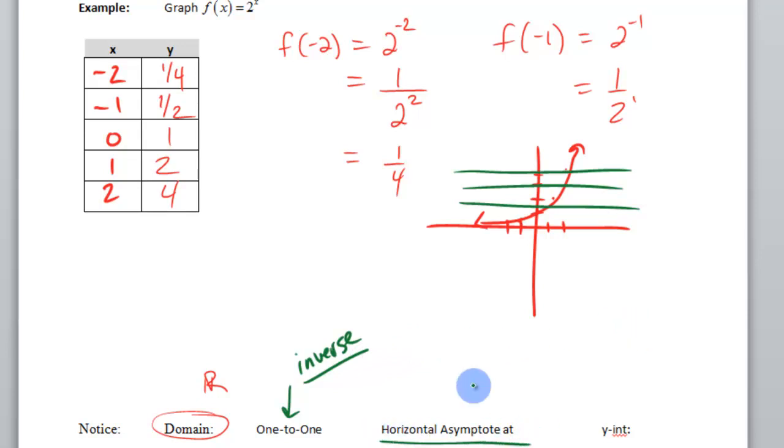We already talked about where the horizontal asymptote is. The horizontal asymptote is at y equals 0, and the y-intercept, if just in this form right here, is actually at (0, 1). If you don't have a c, it's always at (0, 1). But if there is a c, then it's at (0, c).